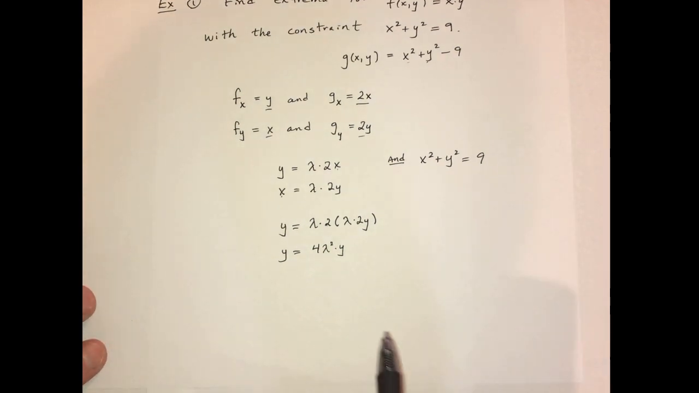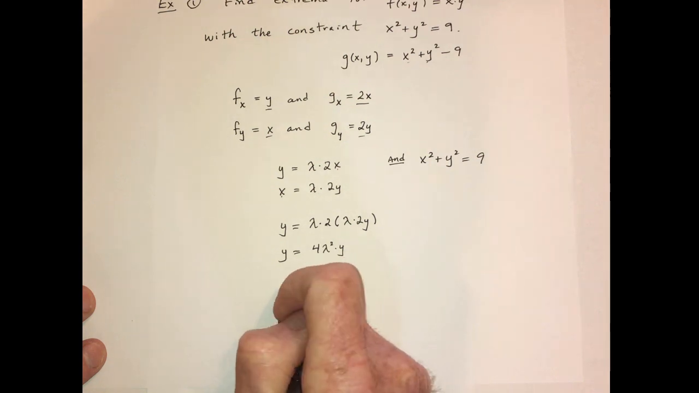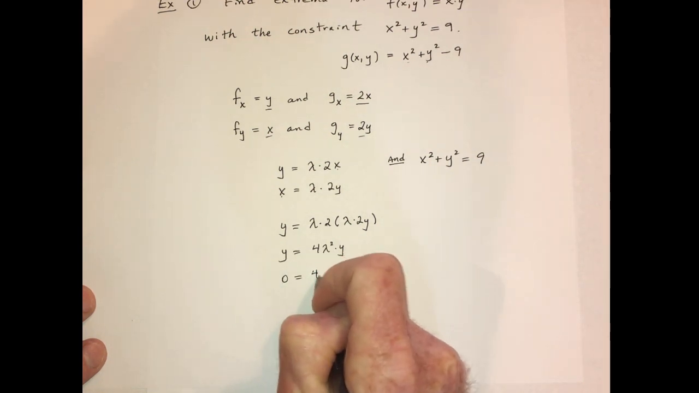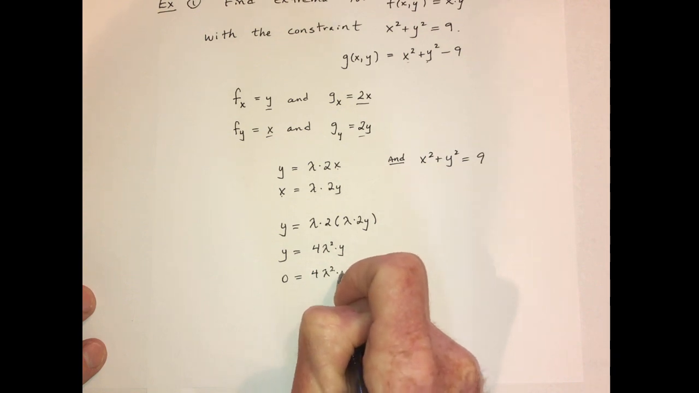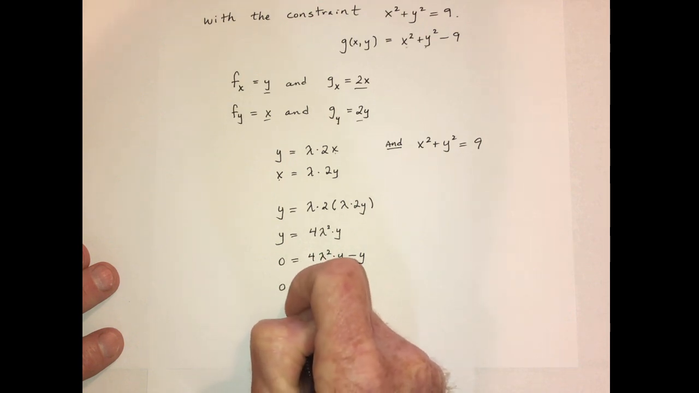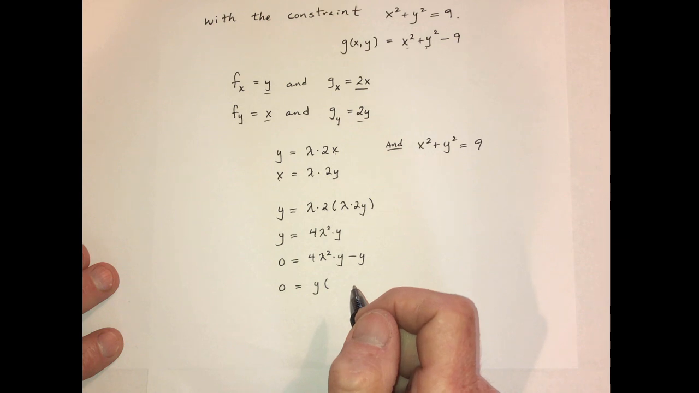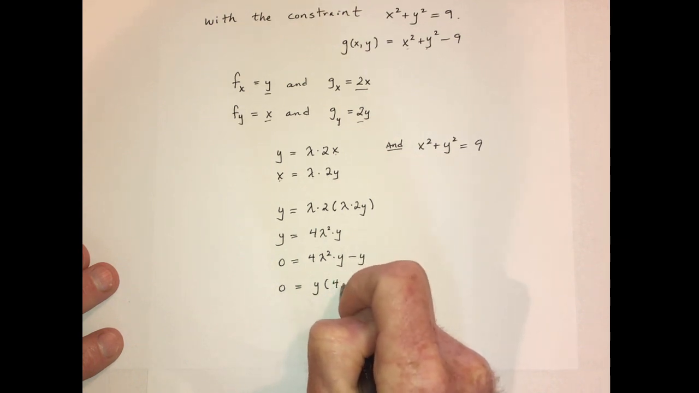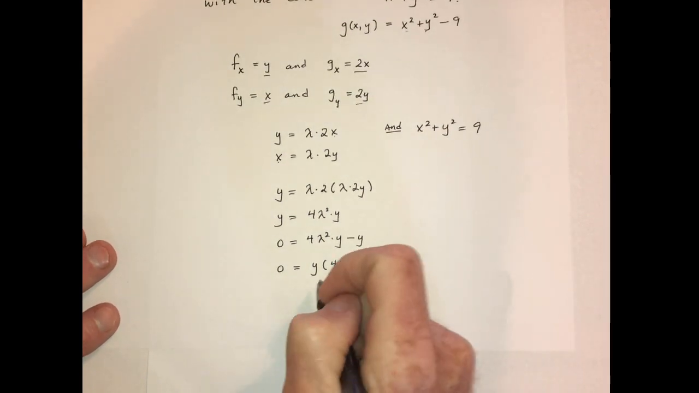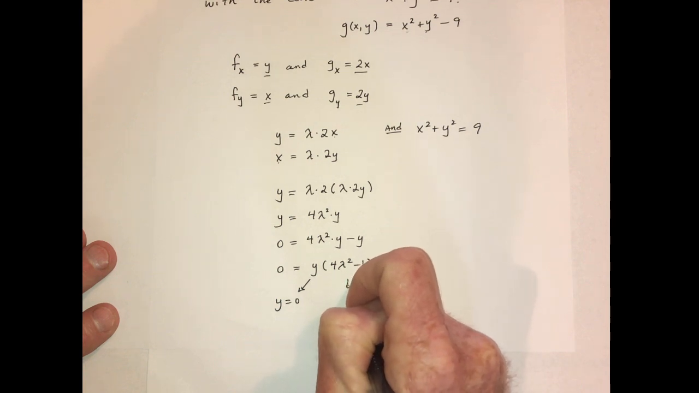So usually I would say do not divide by y because we don't know if y equals 0 or not. So to avoid that, you could just subtract this y. And then you could factor it. So it's going to leave a y factored out, and then 4 lambda squared minus 1. And then set this one equal to 0, and set this one equal to 0.